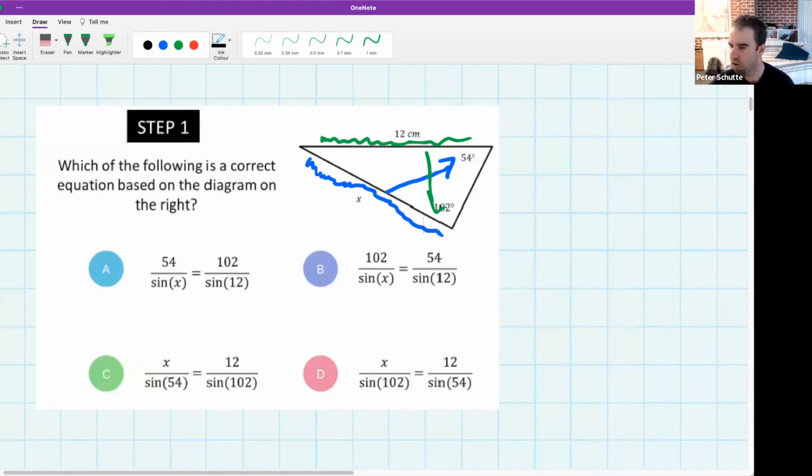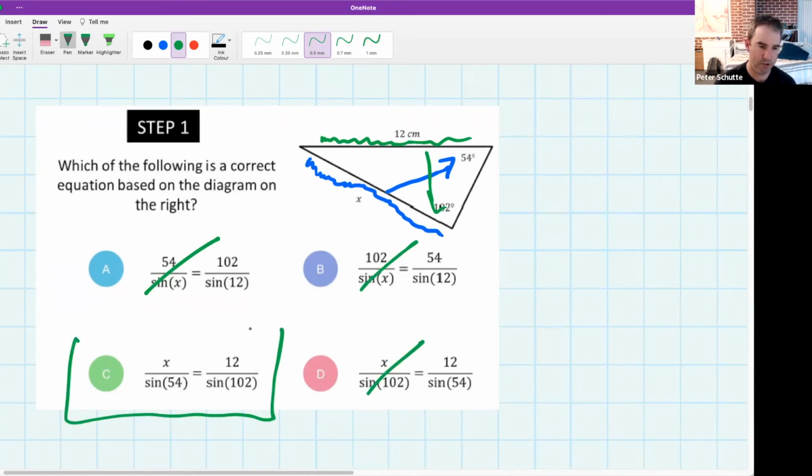So I see in the chat lots of answers coming through. And I agree that x over the sine of 54 looks good. 12 over the sine of 102 looks good. Now, why is it not the other ones? Well, you can see that these don't match properly. That doesn't match properly. We know that the 102 needs to go inside that. Yeah, those just don't make sense. And so the correct option is C. Well done. I see lots of C's. In fact, I think you've got this. Well done, guys.